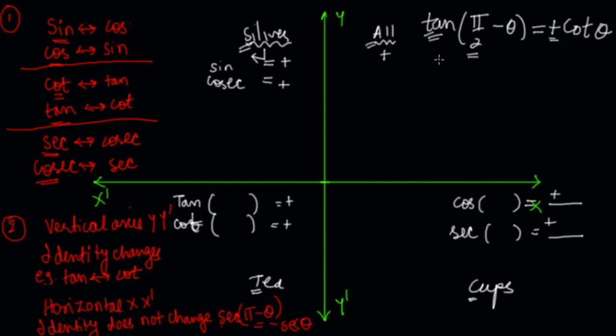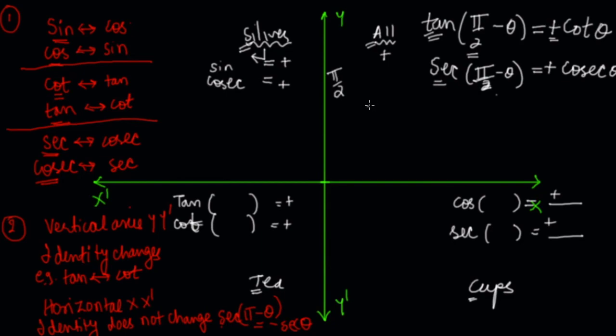Let's look at another example. What is sec of pi by 2 minus theta? Now, what is pi by 2 minus theta? It's the first quadrant that you're talking about, right? And which axis are you talking about? Pi by 2, which is the vertical axis. And we told very clearly, on the vertical axis the identity changes, and the sec identity will change only to cosec, right? Not to something else. All of them are positive, so the answer will be positive.